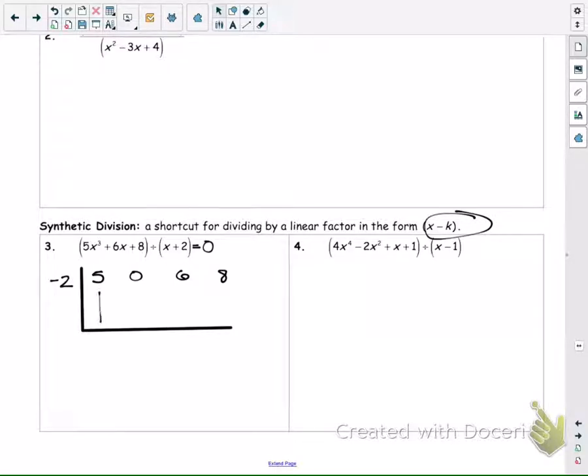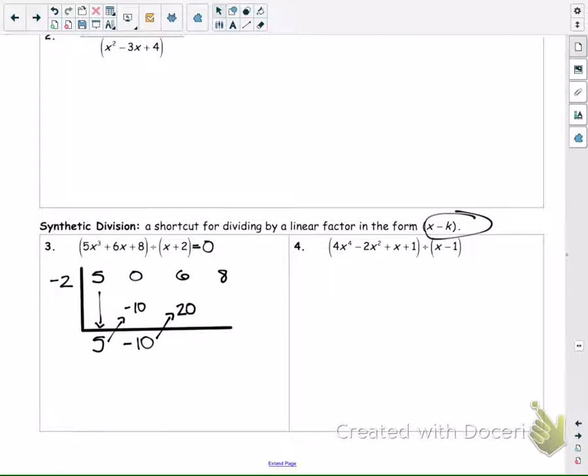Always bring down your first coefficient directly, put it outside, and then multiply the numbers on the outside. So negative 2 times 5 gives me what? Negative 10. That goes directly up here under the 0. The only difference between synthetic and long division is here we do not subtract, we add. 0 plus negative 10 gives me negative 10. That goes outside again. Now multiply the factor outside on the left by this number. Negative 2 times negative 10 gives me what? Positive 20. That goes up under the next one. And you add again. What do I get here?